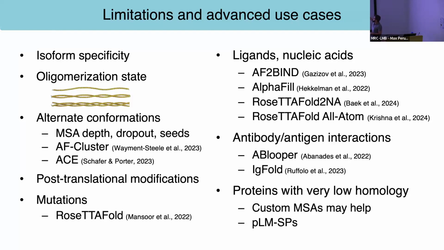There's RoseTTAFold2NA for nucleic acids. So this is an implementation of RoseTTAFold that's good for nucleic acids with proteins, I mean. It apparently performs quite well if you're interested in that. And then most recently, there's RoseTTAFold All-Atom, which is able to incorporate small molecules, ligands, nucleic acids, proteins, all within the same pipeline. I'm trying to implement this now to use the LMB's resources to be able to run these larger things, since they require a lot of memory and such. I would say that this is a promising avenue for all of us, to be able to predict all sorts of molecules together.